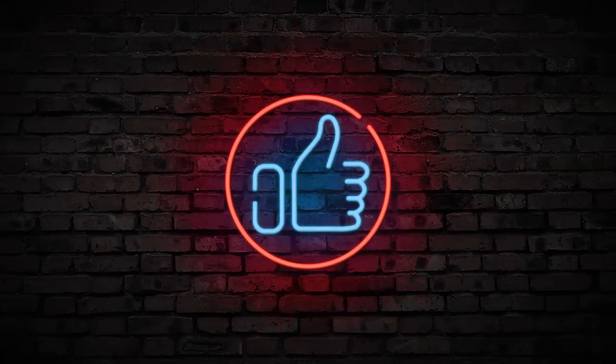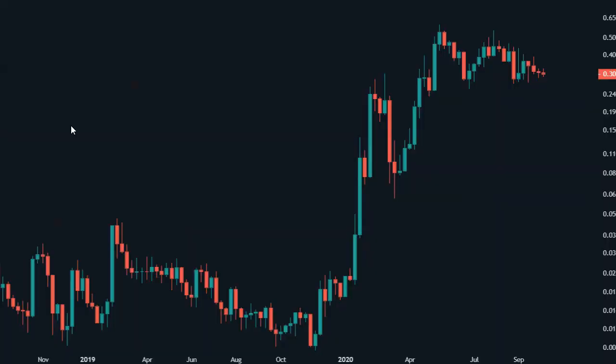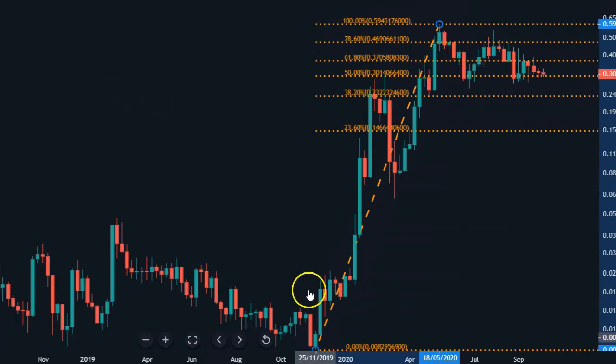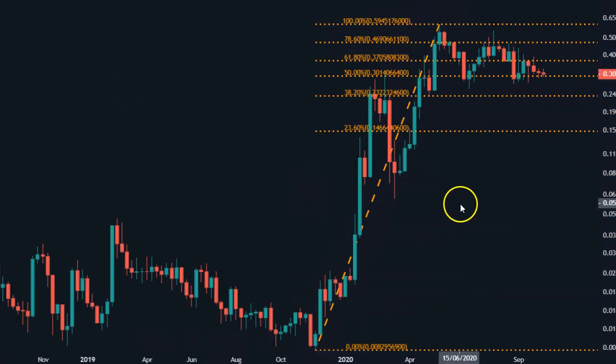But now let's do some magic. As we did Fibonacci from the bottom to the top of this big move, now let's do a reverse, because the reverse will give us the answers we're looking for. So one more time, use Fibonacci, but this time from the top to the bottom. We are again in the 50% retracement. Nothing is changing there. Of course, 50% is 50%.